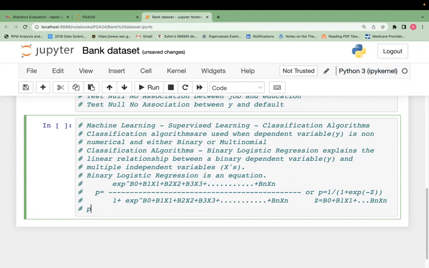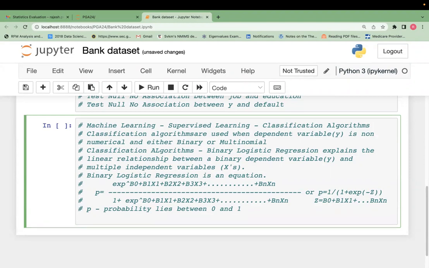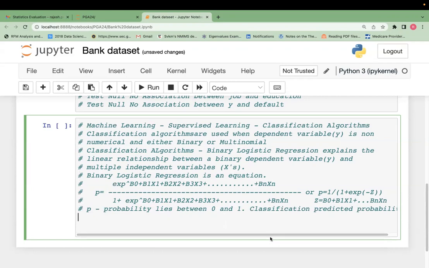Here, P represents the probability, which lies between 0 and 1. So in logistic regression, we get predicted probability. In classification, predicted probability is the outcome. In regression, we get a predicted value. Here you will get predicted probability.